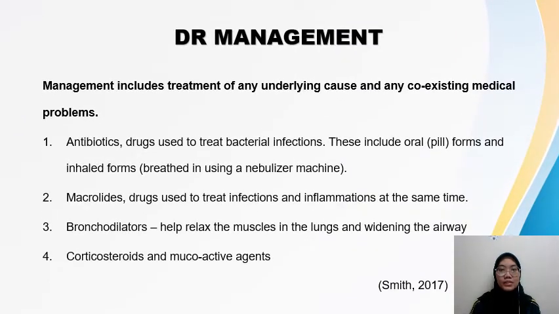The common doctor management for bronchiectasis is antibiotics, which is a drug that is used to treat bacterial infections. This includes oral form and inhaled form, or a nebulizer machine. The next one is macrolides, which is a drug used to treat infections and inflammations at the same time. Next, bronchodilators, which are used to help relax the muscles in the lungs and widen the airway. And next, the corticosteroids and mucoactive agents.